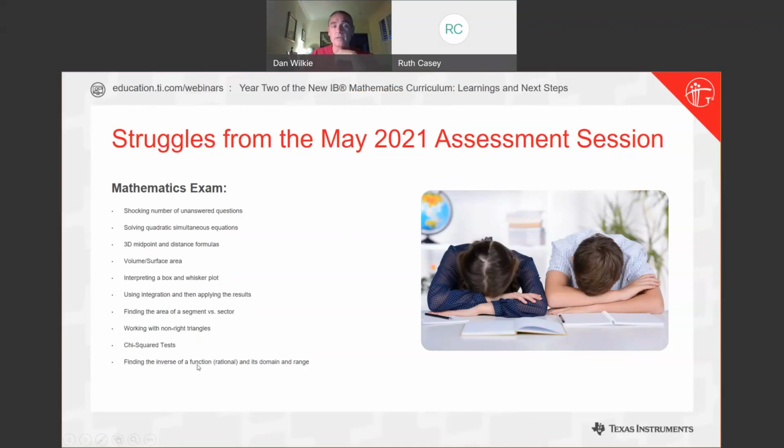It was finding the inverse of a rational function and then the domain and range of that. That was across the board the worst question, the worst resulted question for the examination process that I saw. It was a tough question that students were just not able to handle.